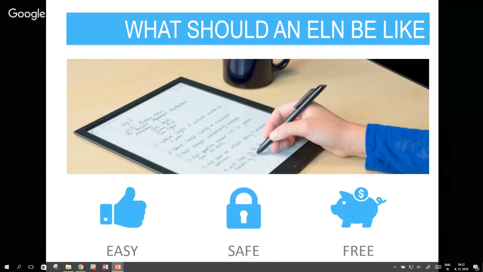Second was safe, so the data is safe and secure. And we've seen that not a lot of people are budgeting for it, so it should be free or at least very affordable.